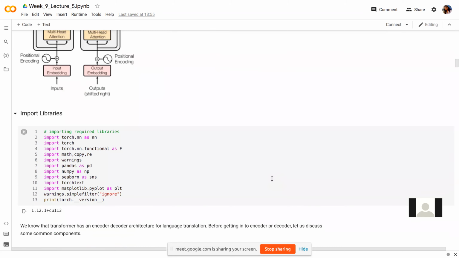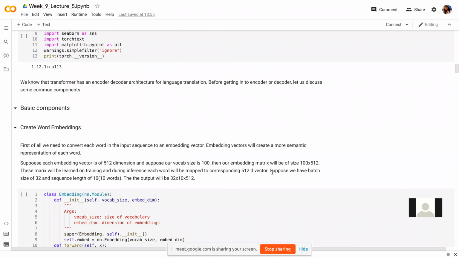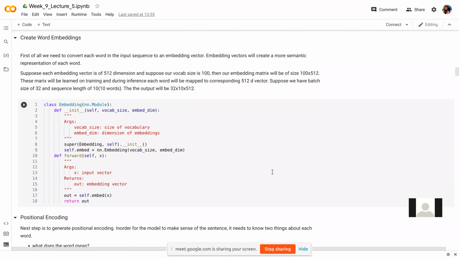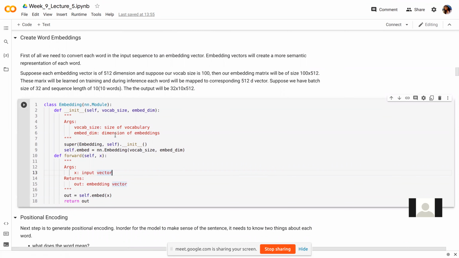So let's try to start. In this, we will now look at how to code this. So first is how to calculate the embeddings. For that, we can use this PyTorch embedding layer, RNN.embedding. It will take two arguments. One is the size of the vocabulary, that is the number of words in the vocabulary, and the embedding dimension.